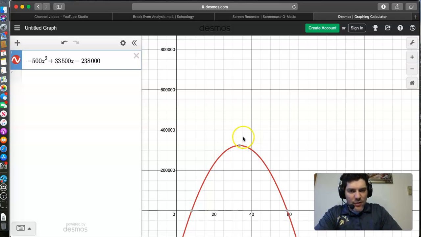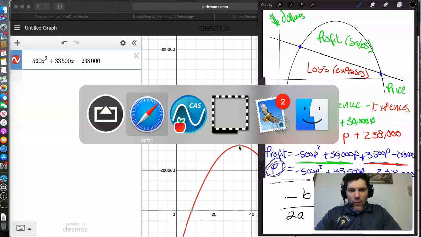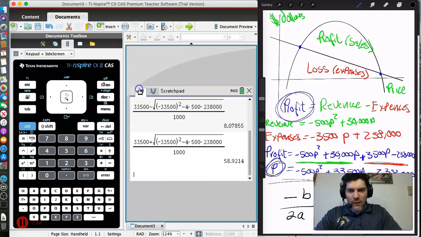Of course, if you have Desmos, why would you do that? I can just see it. It's right here. We're done. But we can calculate that as well simply by plugging it in. We're going to go and do that here right now.